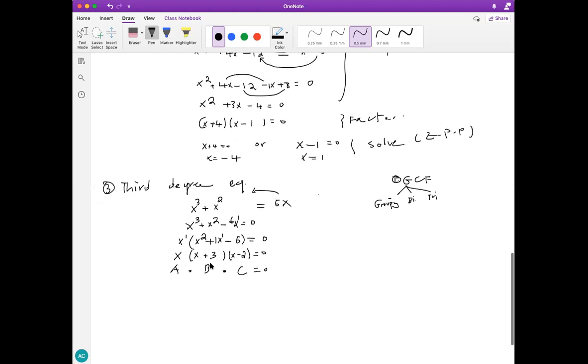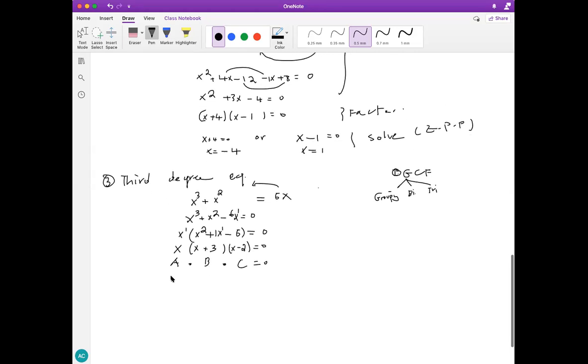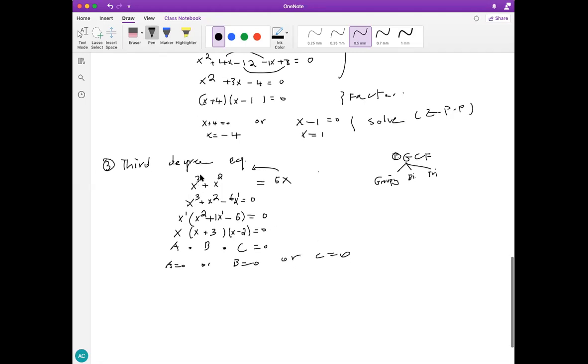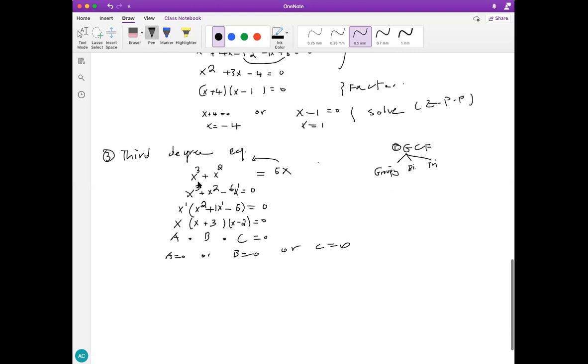So this is just like we did before. It means A equals 0, B equals 0, or C equals 0. So this time, since it's a third degree equation, we're going to have 3 smaller equations and possibly 3 solutions. So when you have a third degree, expect to have 3 solutions or less.